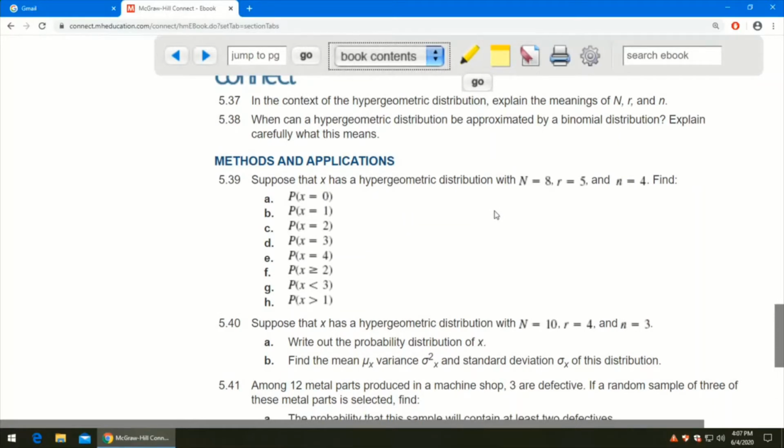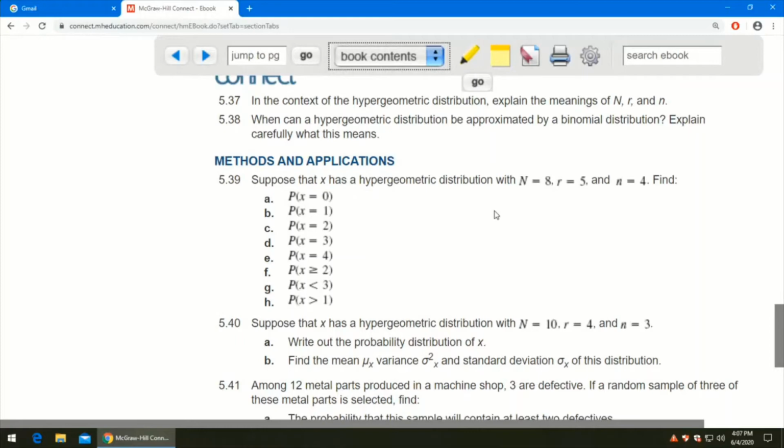They say that x has a hypergeometric distribution with N as 8. Now I'm going to be, first of all, r, what is the value of r is 5. Okay, 5, C x. Now x is actually 0.